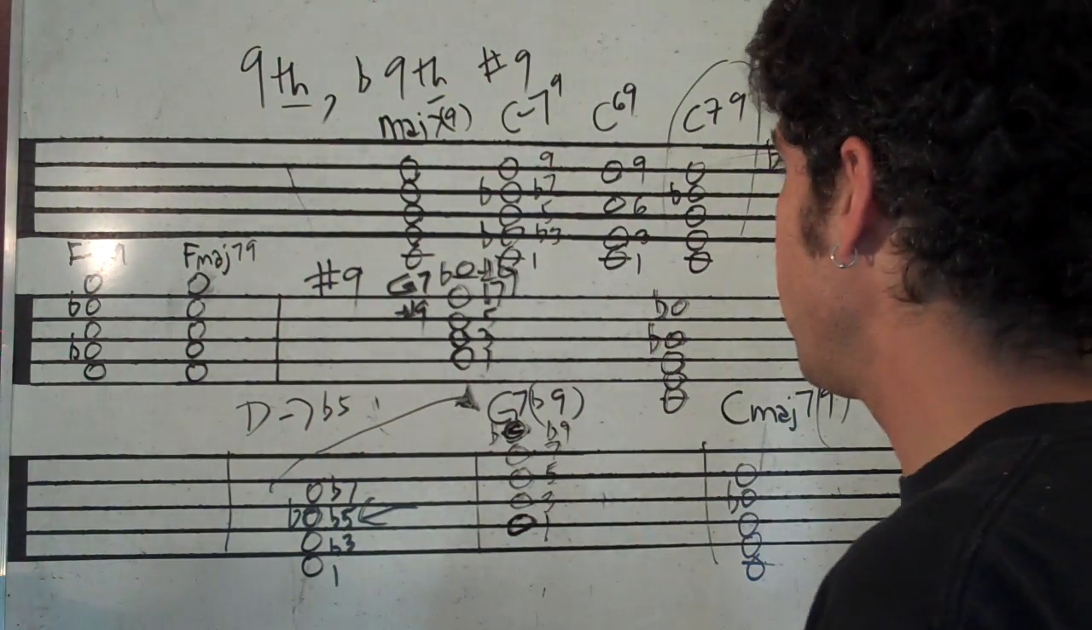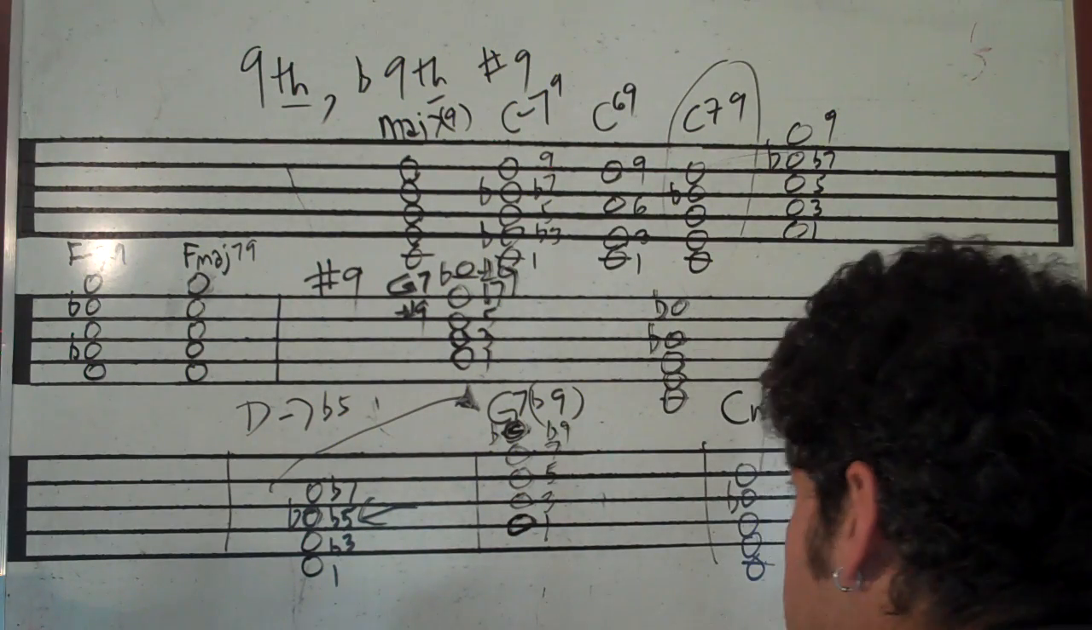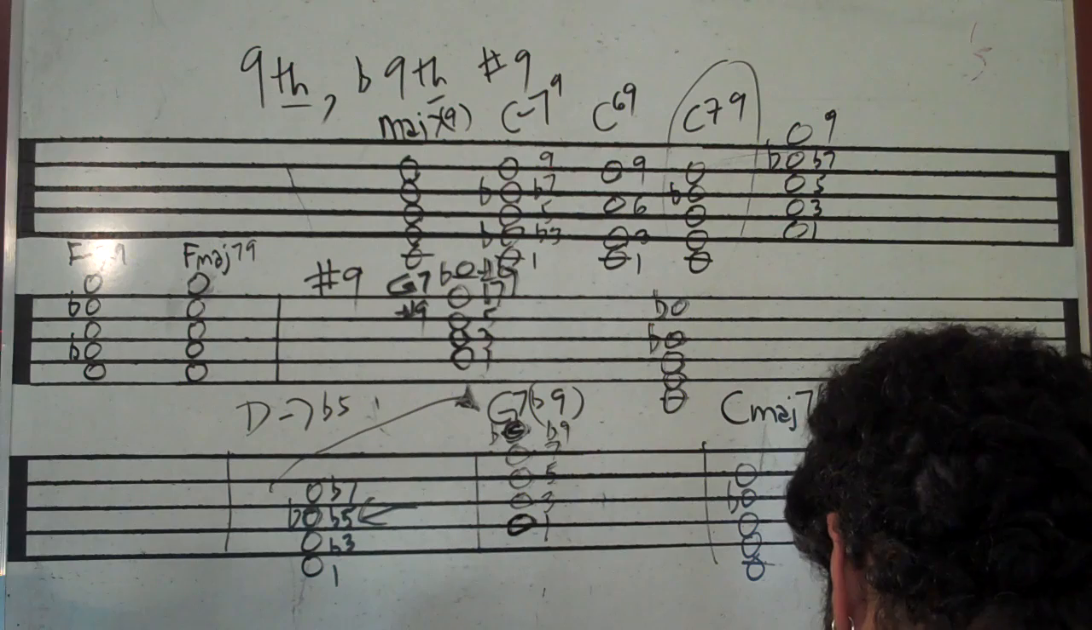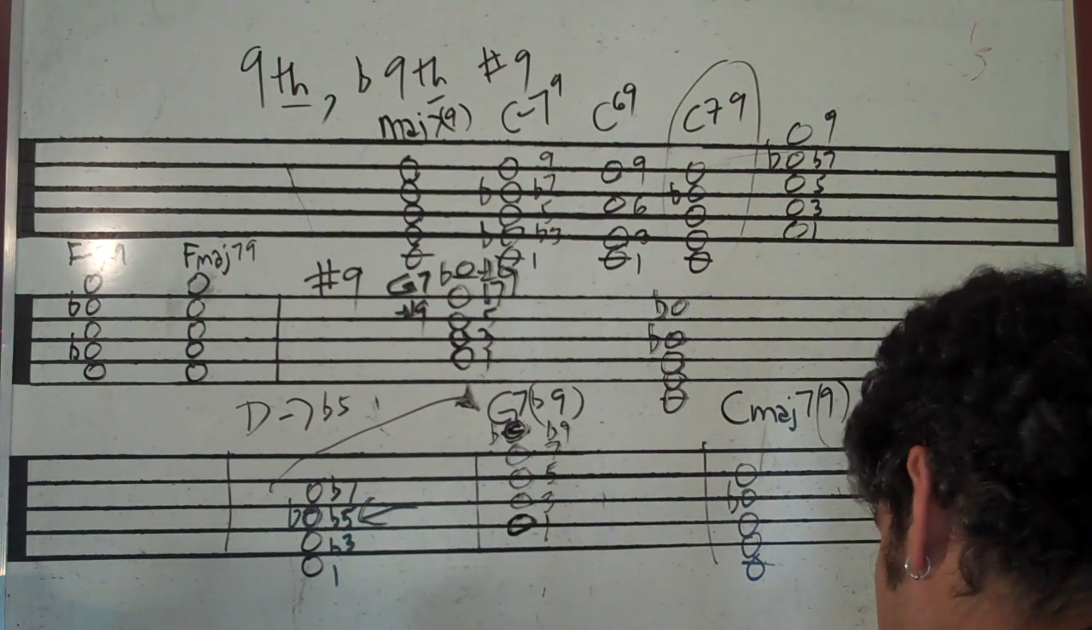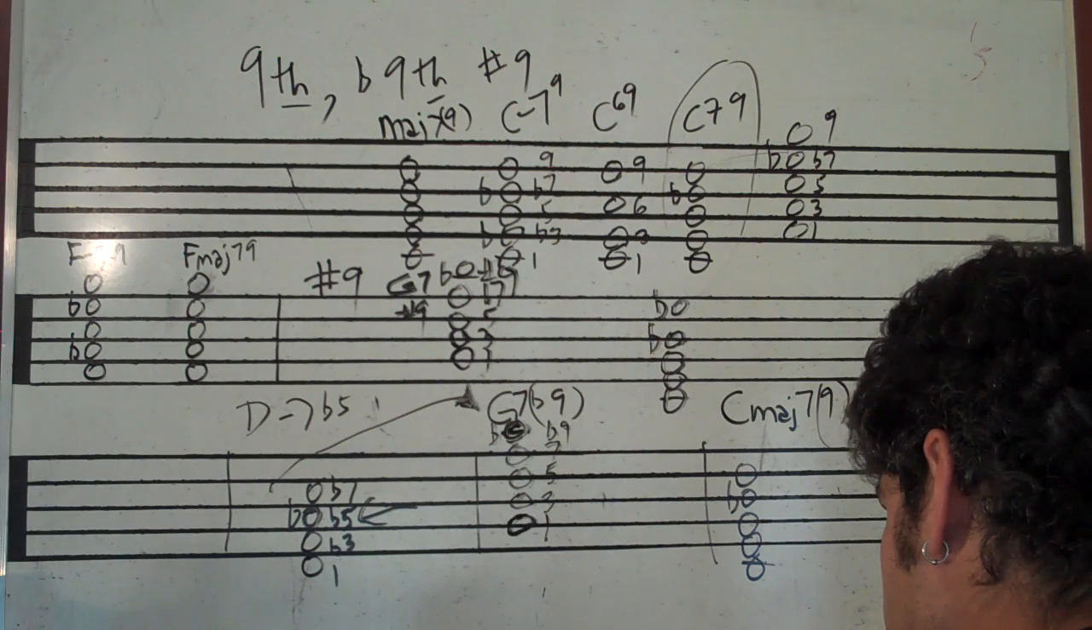And let's listen to moving back and forth between these two chords. First you've got F minor 7 to major 7 with the 9.